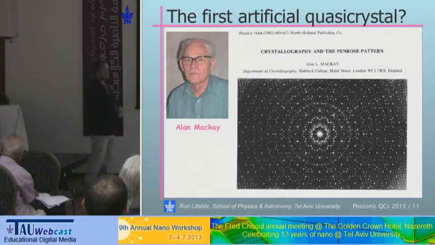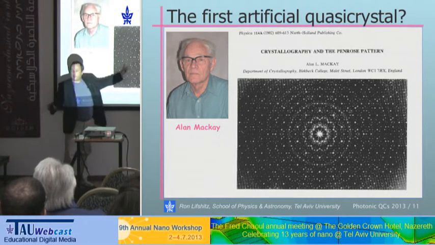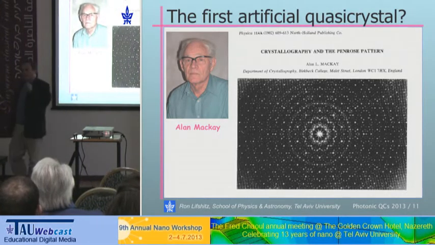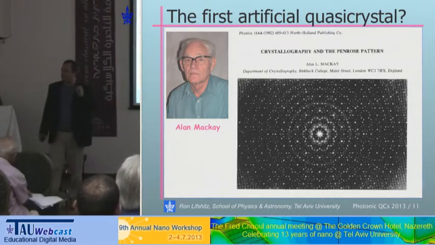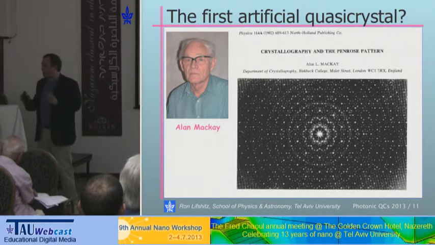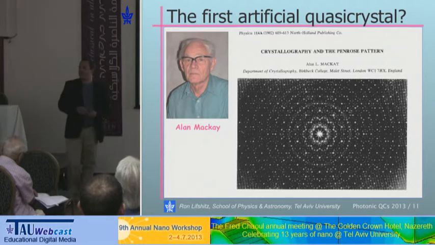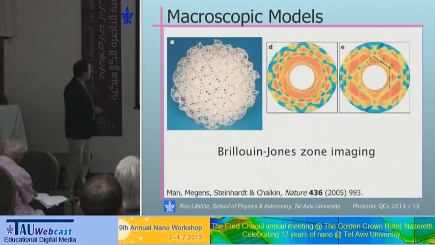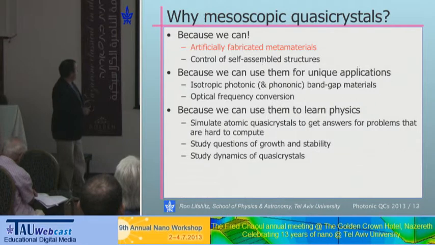So already back in 1982, there was this discovery that you can get these sharp peaks. This is not a proof that these are really Bragg peaks, but there was an indication that one could get order without periodicity, roughly at the same time that Danny Shechtman saw it in the lab. So this is one reason.